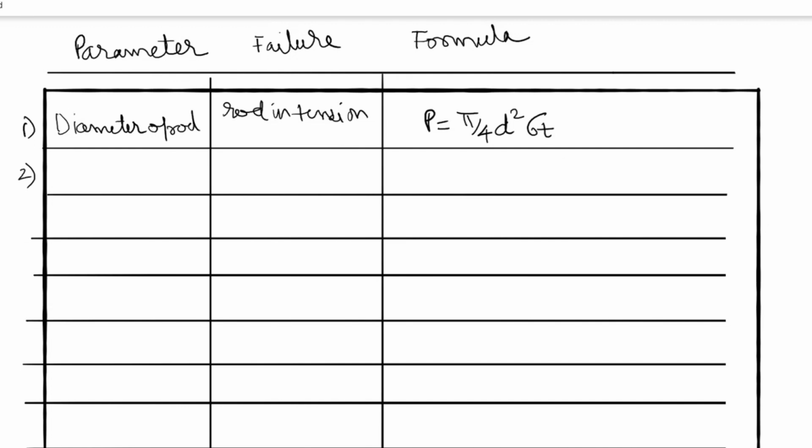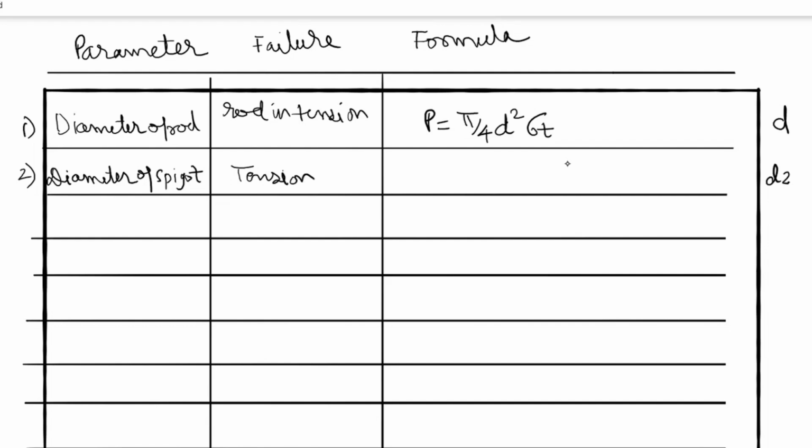Second, we consider diameter of spigot, and diameter of spigot is denoted by d2. And which failure do we consider? We consider failure in tension. Why tension? Because the spigot is pulled. As the spigot is pulled, it will fail in tension. Whichever part is subjected to pull force, pull force means tensile force, that will fail in tension. So we'll consider failure in tension.